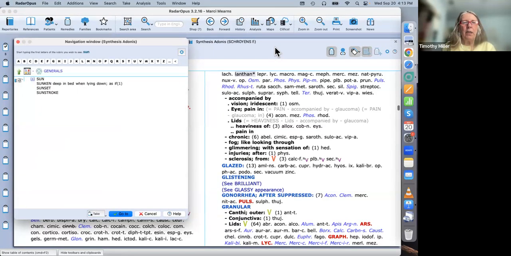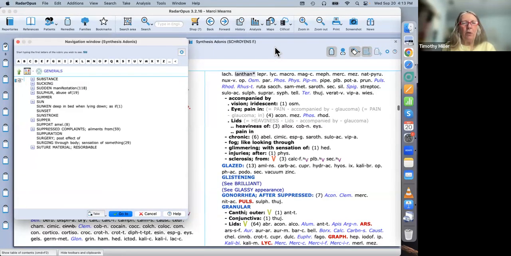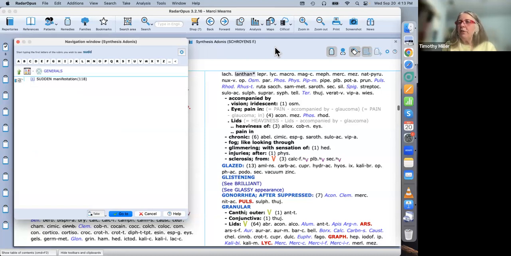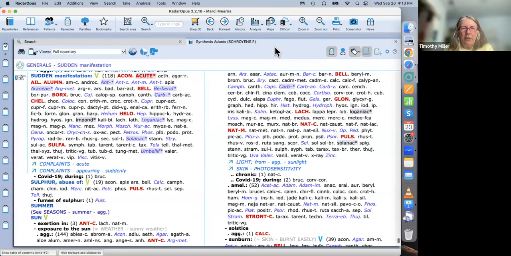I think, how did I do this? Oh, I just started to go sudden because I didn't know what else to do, right? It said pains appear suddenly and disappear suddenly. Well, look, here's something called sudden manifestation. Let's go have a look. And here is generals sudden manifestation. Okay, so this is a useful rubric, and let's go ahead and take that one.